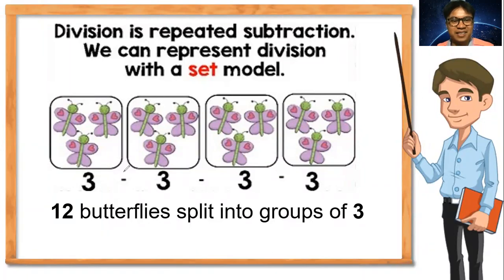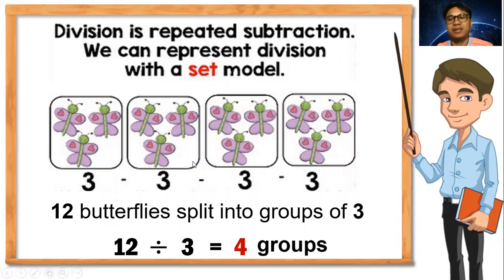Groups of butterflies. So 12 divided by 3. So how many groups? There are 4 groups. 1, 2, 3, 4. And each group has 3 butterflies. So 12 divided by 3 equals 4 groups. Right? That is repeated subtraction.